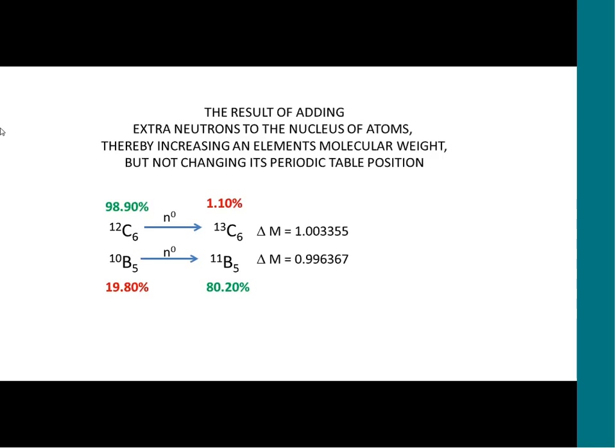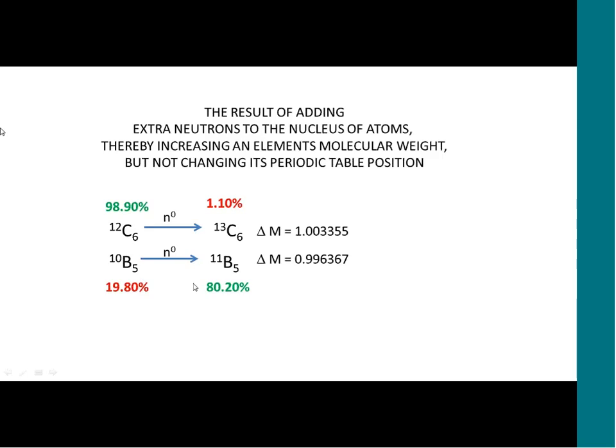It's from the Greek isotopos, meaning same place. Now, you're all well familiar with carbon-12, and if you add a neutron to the nucleus of carbon-12, you get carbon-13 with the same number of protons, same position in the periodic table. But the mass difference is 1.003355 daltons. And by the way, that is not the mass of a neutron.